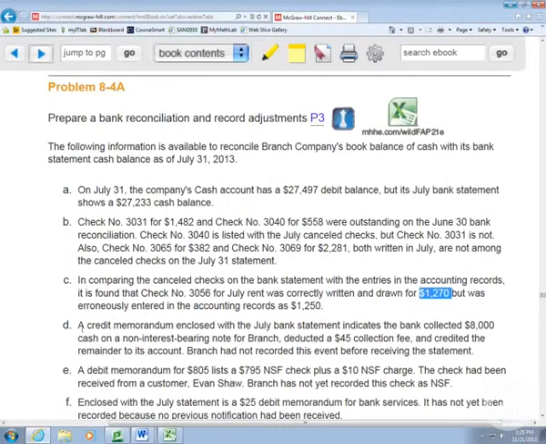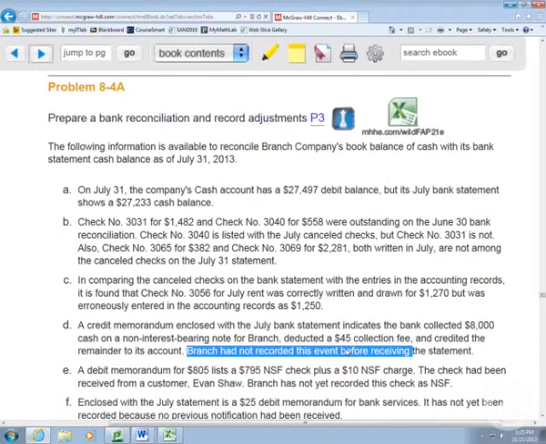Letter C, a credit memorandum. What did I tell you about credit memorandum? Every time you hear credit memorandum, it means add. They gave me something. A credit memorandum enclosed with the July bank statement indicates that the bank collected $8,000 cash on a non-interest bearing note for Branch. So they collected money on our behalf from a client, and they deducted a $45 fee. And they credited the remaining, which is $8,000 minus $45. Branch, our company, did not record this event before receiving the statement. So we did not record this transaction.